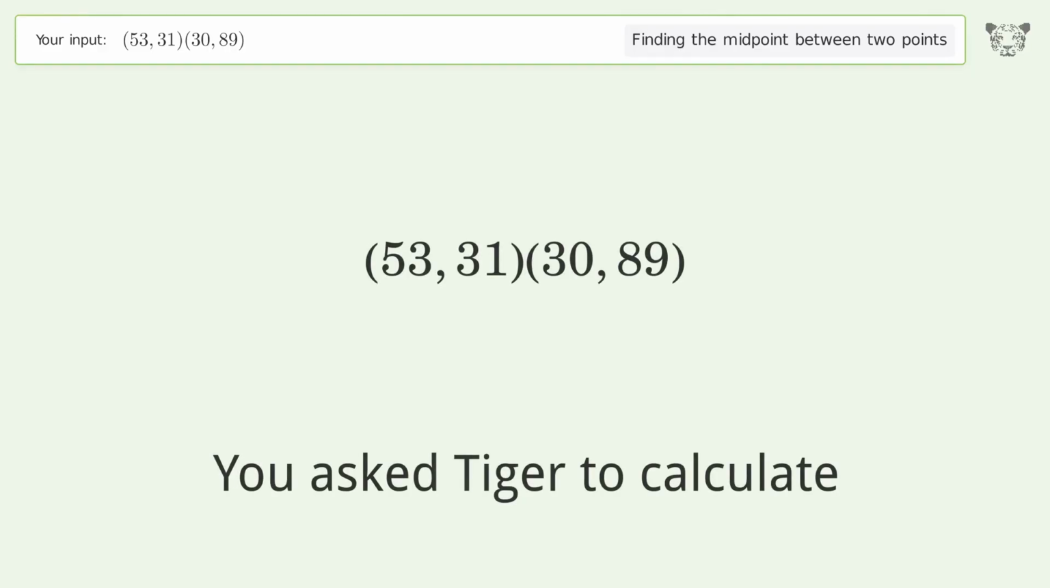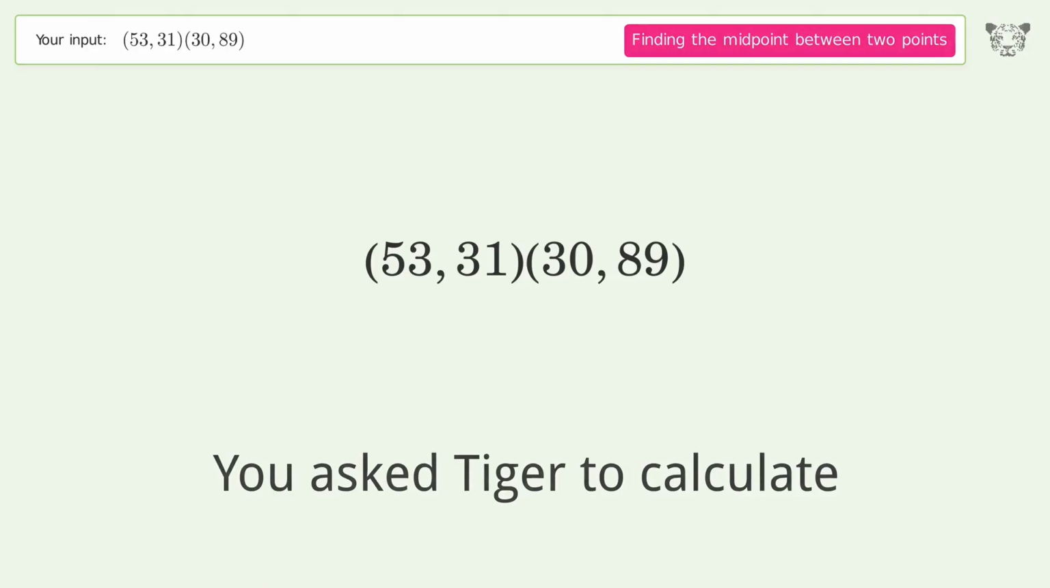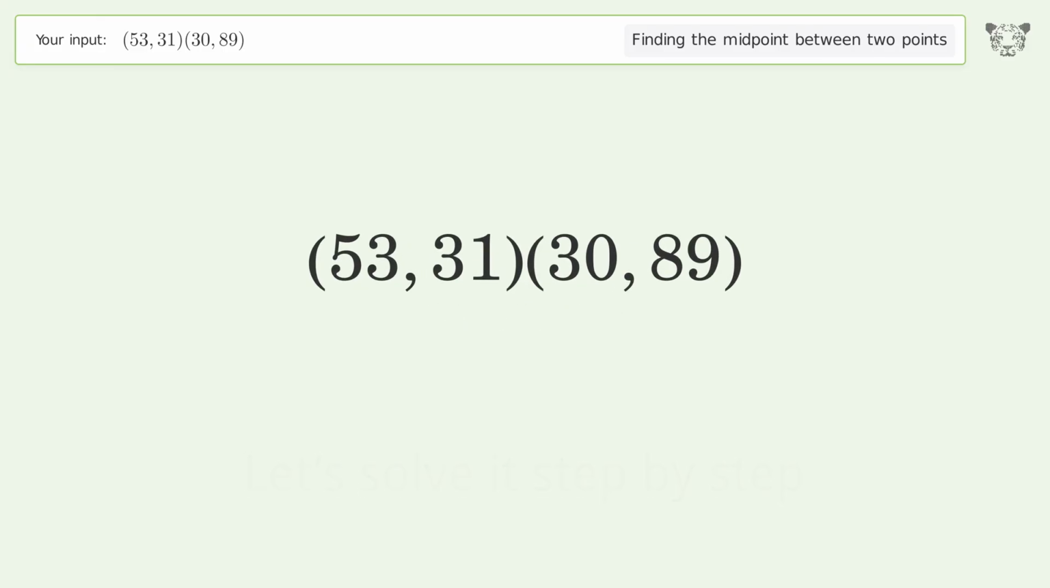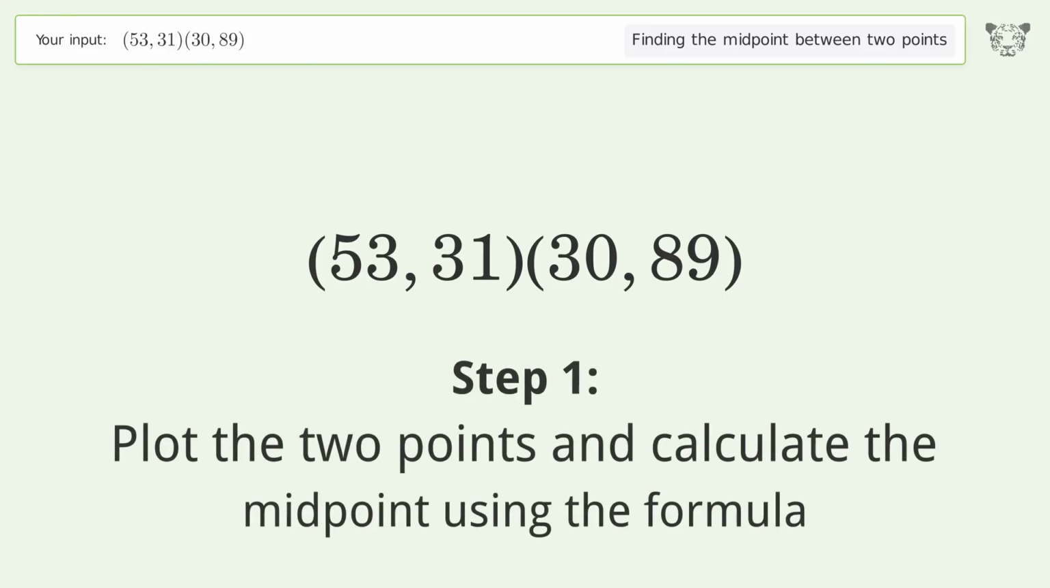You ask Tiger to calculate. This deals with finding the midpoint between 2 points. The midpoint between the 2 points is 41.5, 60. Let's solve it step by step. Plot the 2 points and calculate the midpoint using the formula.